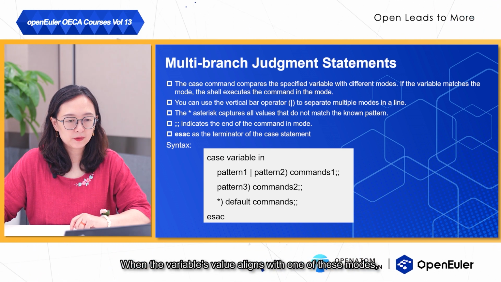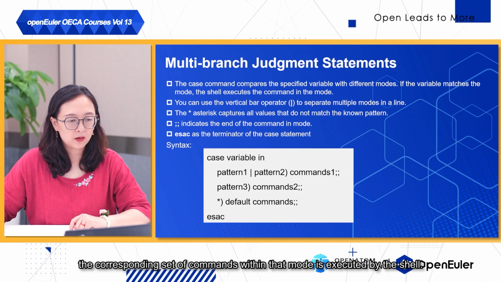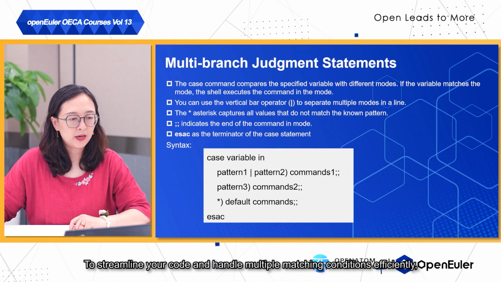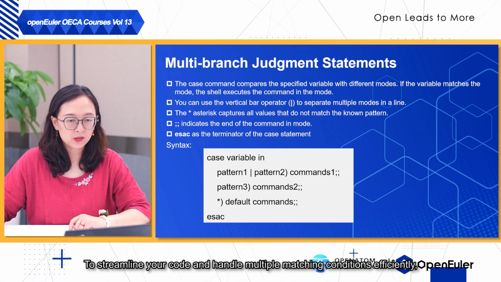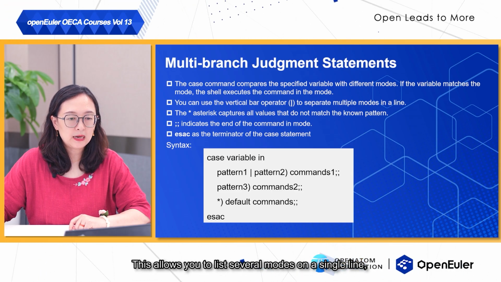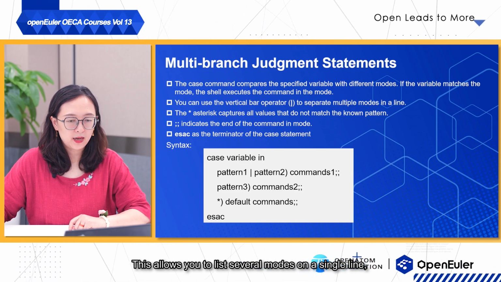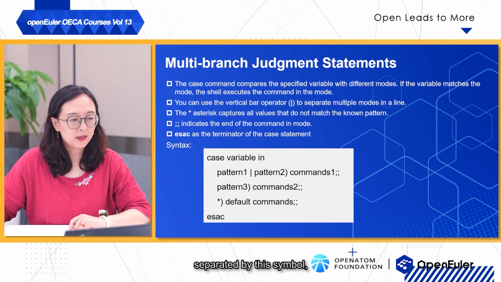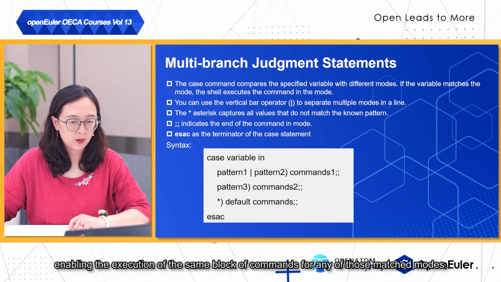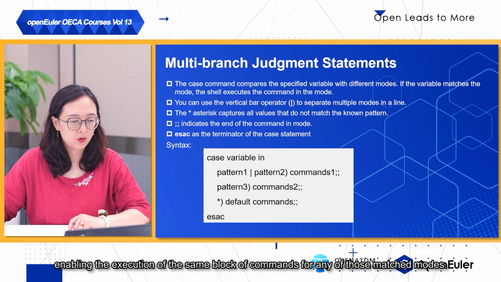When the variable's value aligns with one of these modes, the corresponding set of commands within that mode is executed by the shell. To streamline your code and handle multiple matching conditions efficiently, you can employ the vertical bar operator. This allows you to list several modes on a single line, separated by this symbol, enabling the execution of the same block of commands for any of those matched modes.